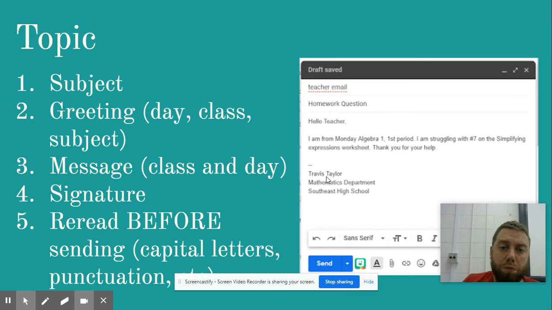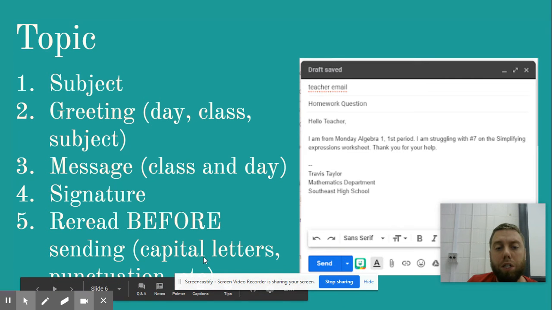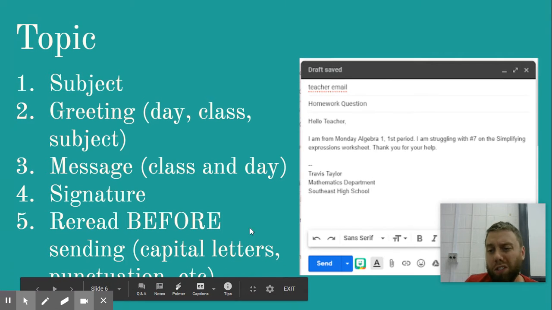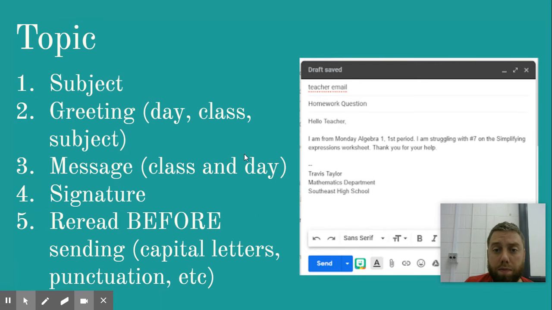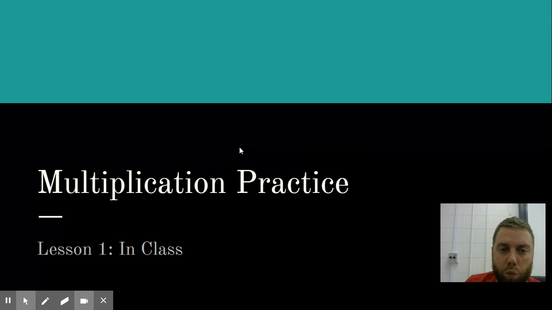Your signature can be at the bottom here. You can just write your name, whatever you'd like, and then reread before sending. Make sure there's capital letters, punctuation, etc. Make sure it looks like an adult email. This is an important skill for life. Email communication is important in any sort of business relationship. Cool. Okay.